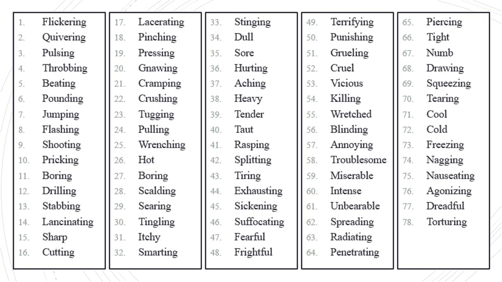In the English language, there are a lot of words that we use to describe pain. Here is a list of words that have been identified to describe painful situations. There are 78 words on this list. It's hard to believe. Some of these descriptions of pain sound absolutely awful, such as beating, lancing, gnawing, scalding, suffocating, penetrating, and torturing.